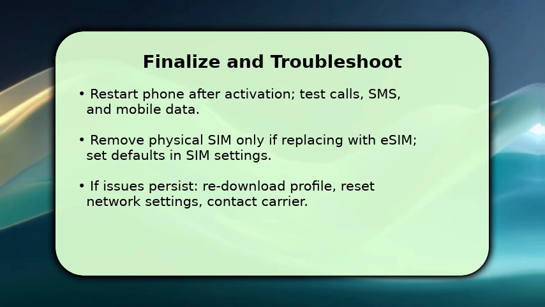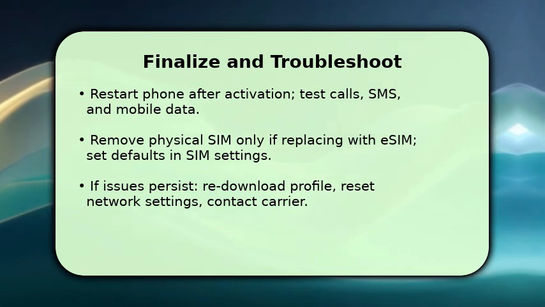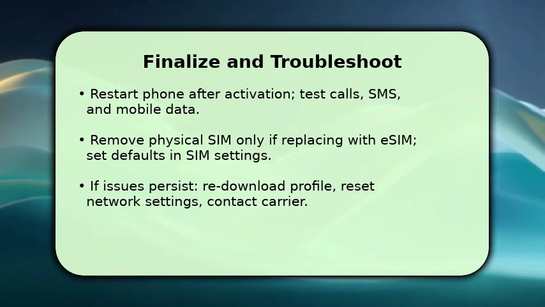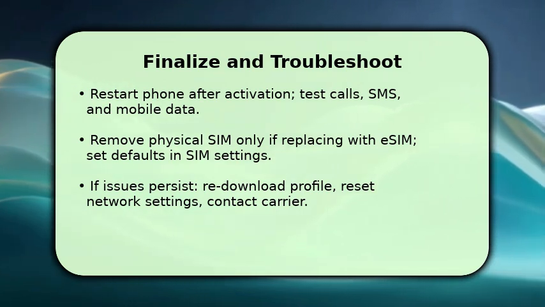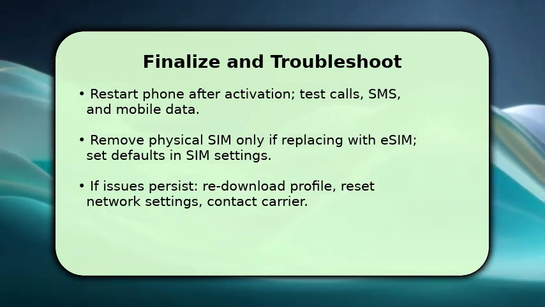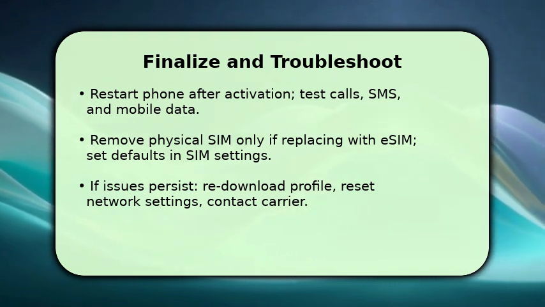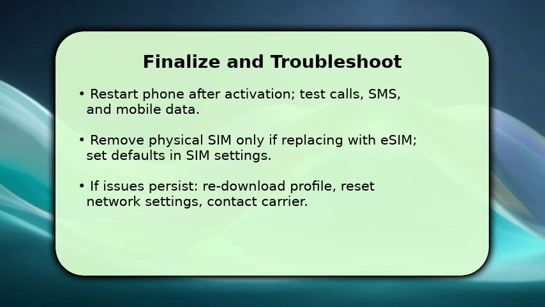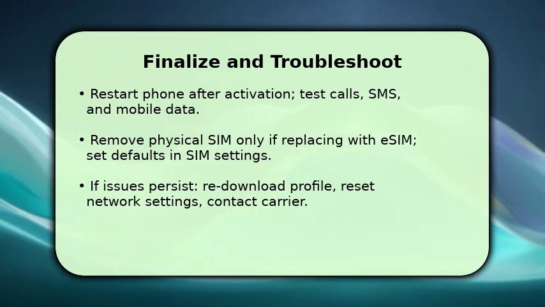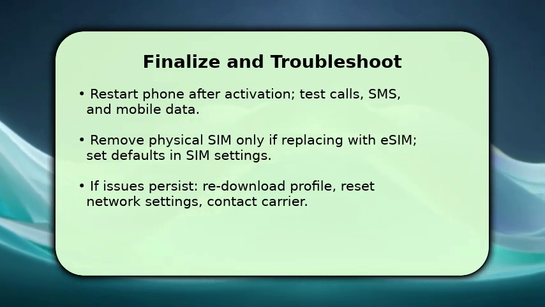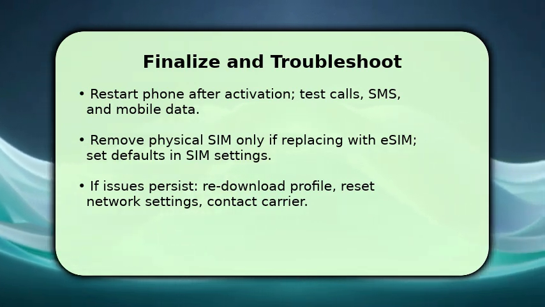After reboot, place a test call, send an SMS, and load a web page to confirm mobile data. If you replaced a physical SIM, remove it now and reassign defaults in SIM settings. If something goes wrong, try re-downloading the eSIM profile, reset network settings, or toggle airplane mode. If the problem persists, contact your carrier with the activation details so they can push a fresh profile to your device.